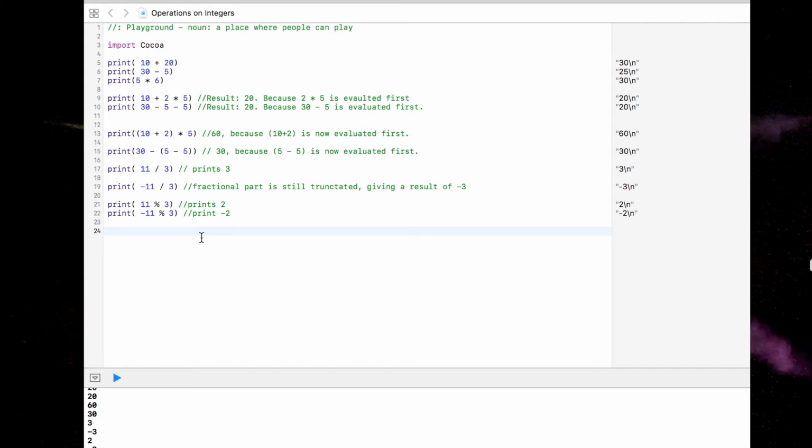Anyway, that is all I have for today. So just to review, Swift can do basic math operations, order of operations, division is tricky, and the modulus will return the remainder.